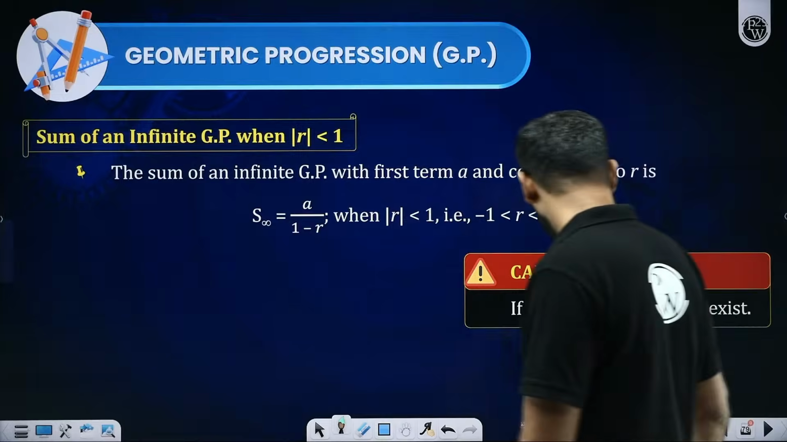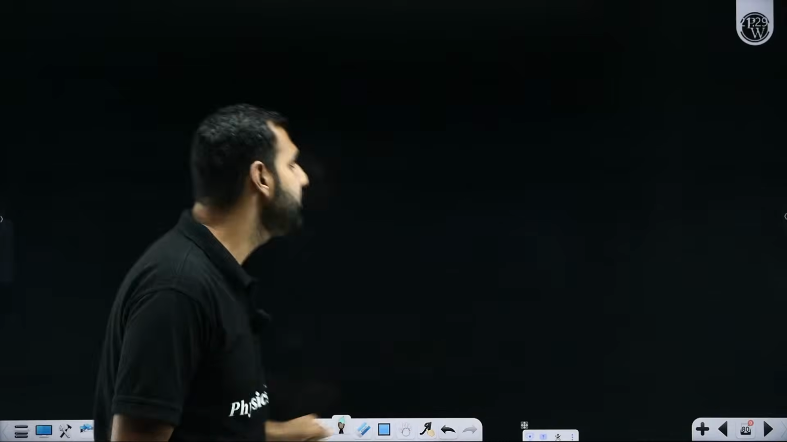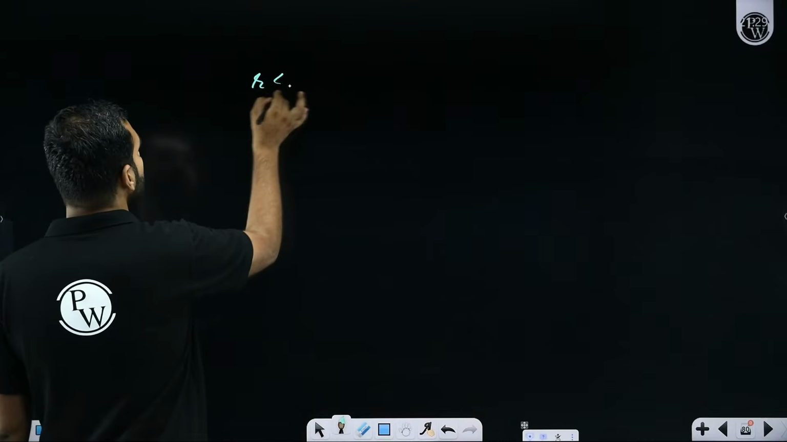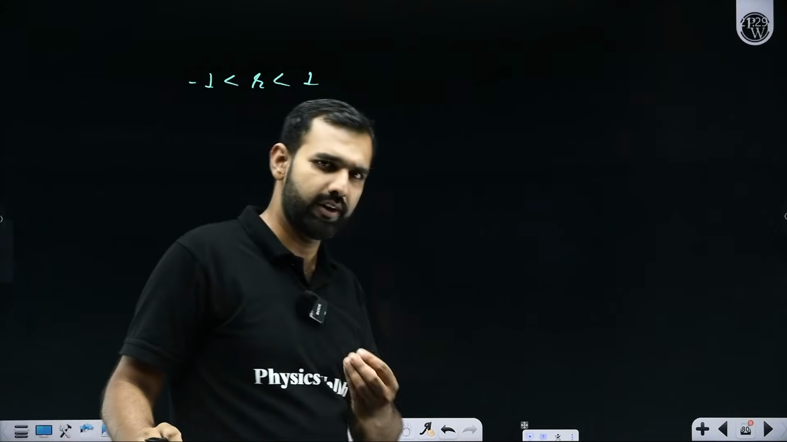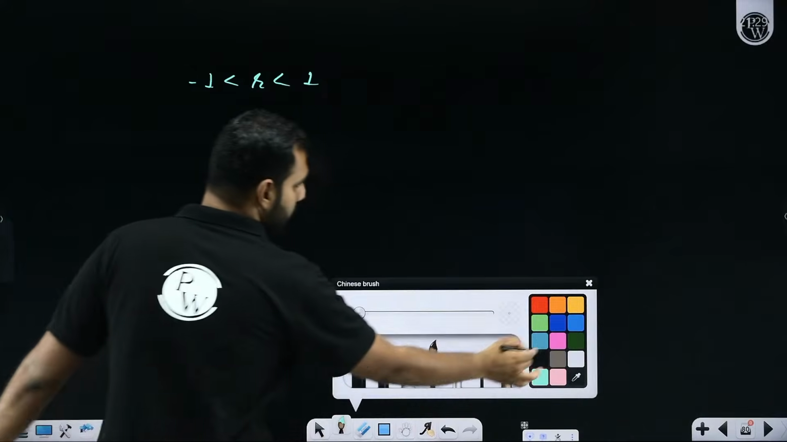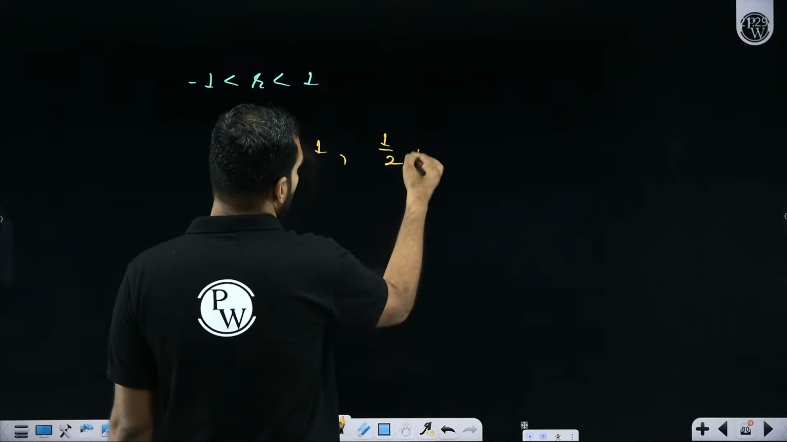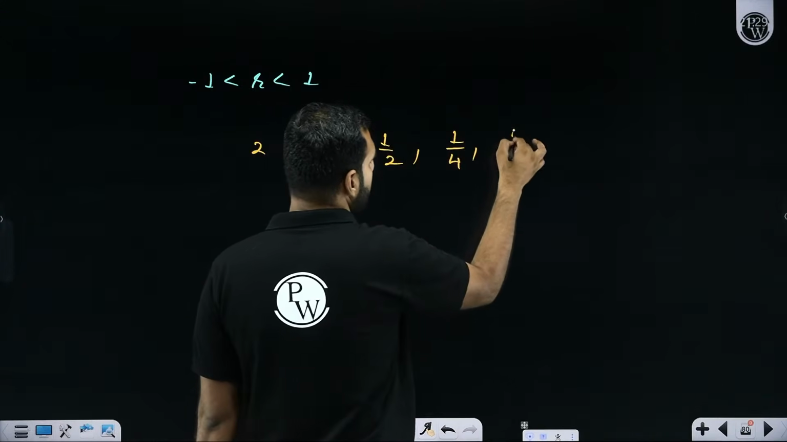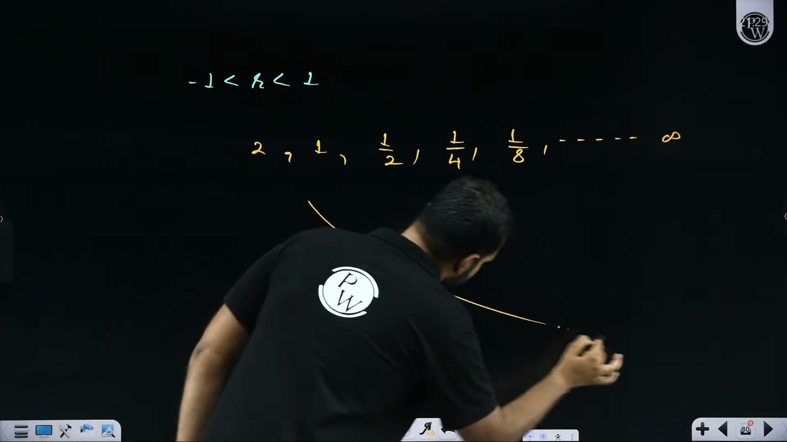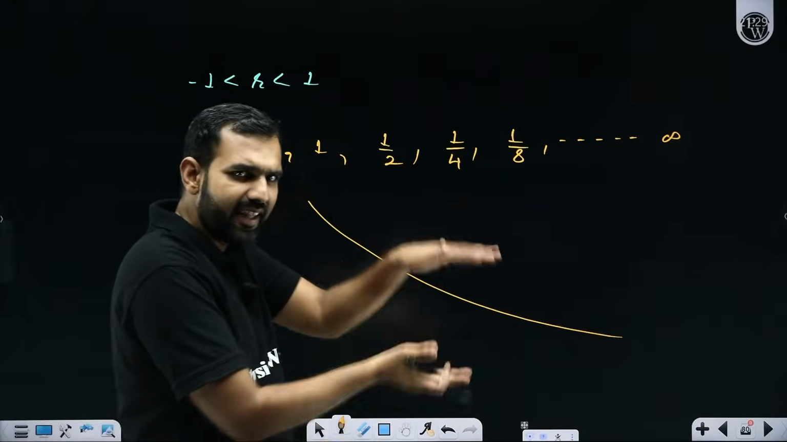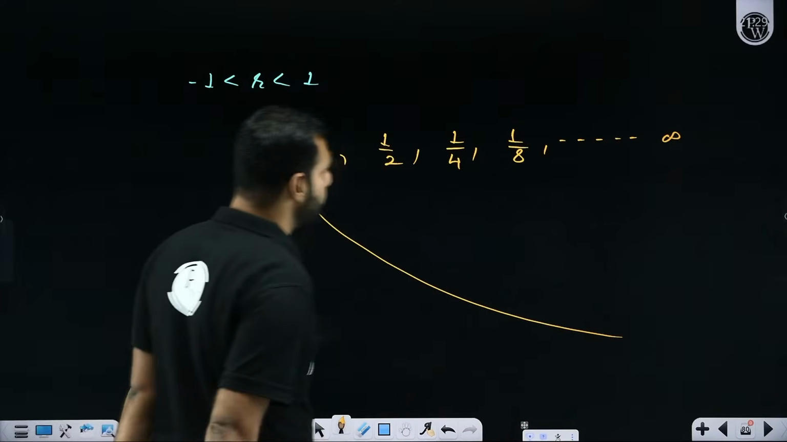Now, there is something really beautiful which is said to be an infinite GP. What happens with infinite GP is, let's say the common ratio is between minus 1 and 1. For example, let's take the common ratio as 1 by 2. Let's say the first term is 2. 2 into 1 by 2 is 1. 1 into 1 by 2 is 1 by 2. 1 by 2 into 1 by 2 is 1 by 4. 1 by 4 into 1 by 2 is 1 by 8. And so on until infinity. If you locate these numbers, they are decreasing and getting very small, approaching close to 0.